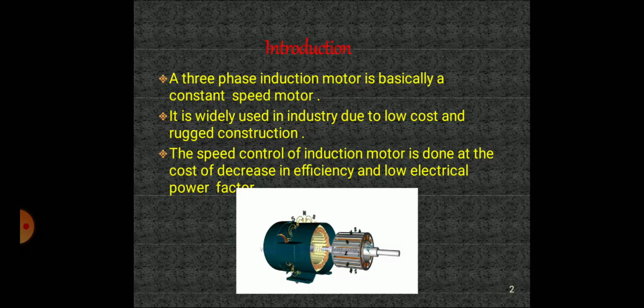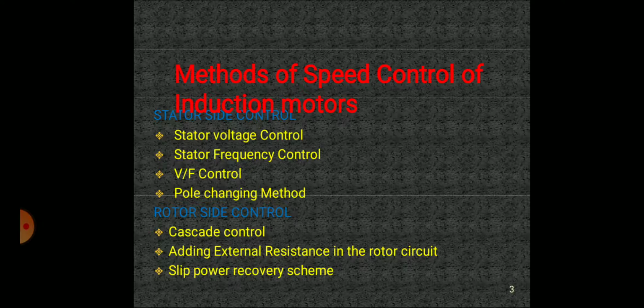Next we see what are the types of speed control available in the three-phase induction motor. First one, types of stator side control: stator voltage control. Second one, stator frequency control, V by F control, pole changing method. The second one is the rotor side control: cascade control, adding external resistance in the rotor circuit. Third one, slip power recovery scheme.